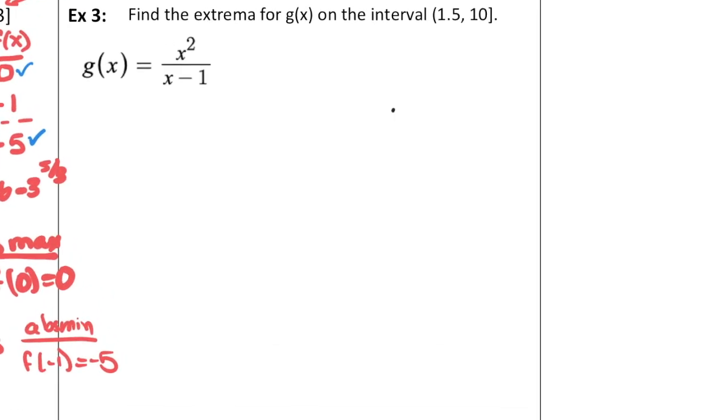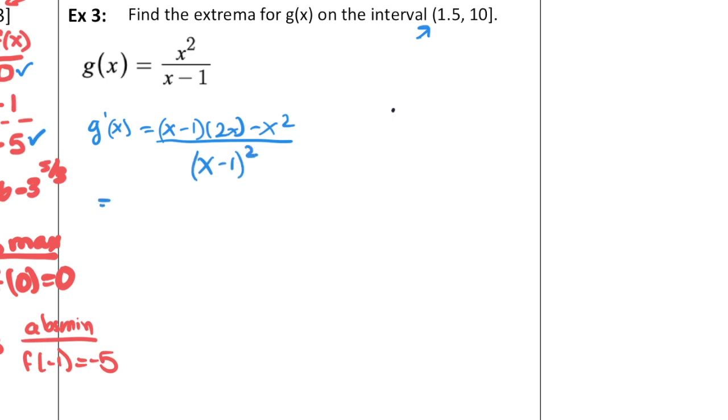For example 3, we're going to find the extrema on an interval that is not closed. So this is going to allow us to use limit ideas within our problem. Find your derivative, g prime of x equals, and you have the bottom, times the derivative of the top minus the top, times the derivative of the bottom over the bottom squared. So we used our quotient rule.